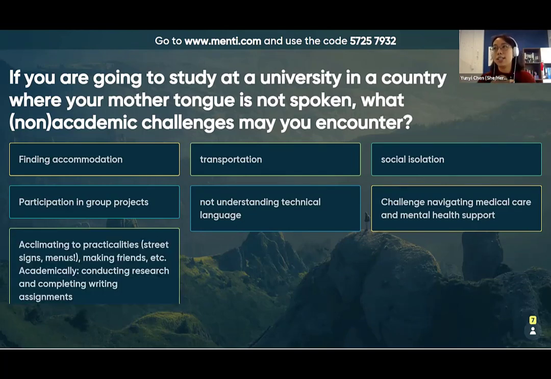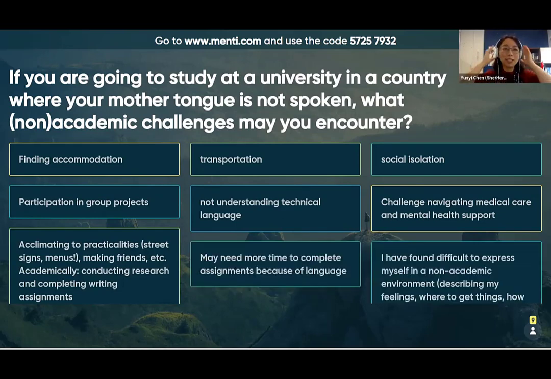Finding accommodation, yes. I actually had a lot of challenges finding my residence in Kingston when I moved over. So this might be a shared challenge. Transportation, exactly. Social isolation, especially if you experience COVID in a country where you don't have your family or friends around you. This may cause a lot of challenges for sure. Participation in group projects, yes, that is a challenge shared by many of us. Not understanding technical language, yes, you read my mind. This is a challenge I still share at this point.